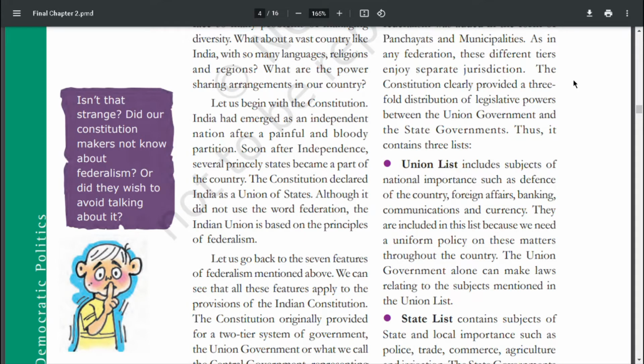India had emerged as an independent nation after a painful and bloody partition. Soon after independence, several princely states became part of the country. The Constitution declared India as a union of states, although it did not use the word federation. The Indian Union is based on the principles of federalism.